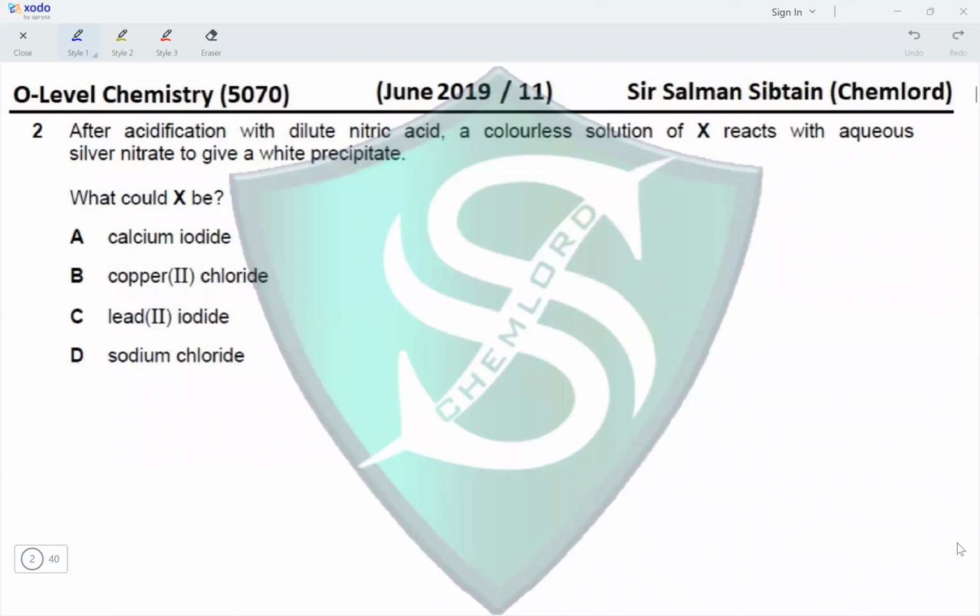Question 2. After acidification with dilute nitric acid, a colorless solution of X reacts with aqueous silver nitrate to give a white precipitate. Okay. So a white precipitate means silver chloride has been formed. Therefore, X contains chloride ions.